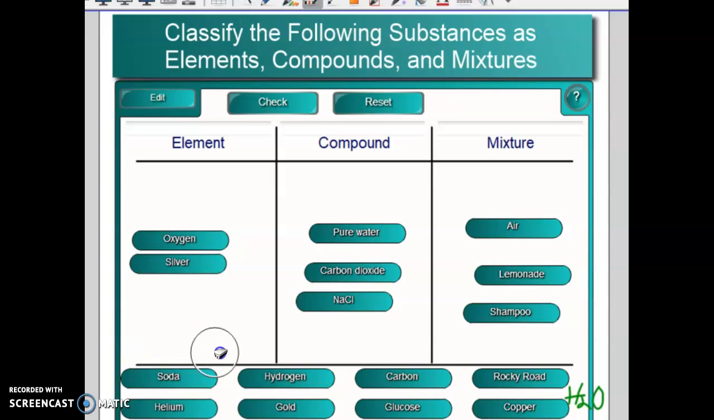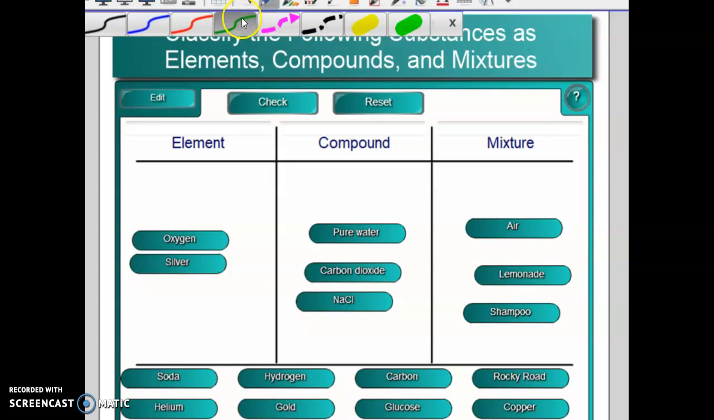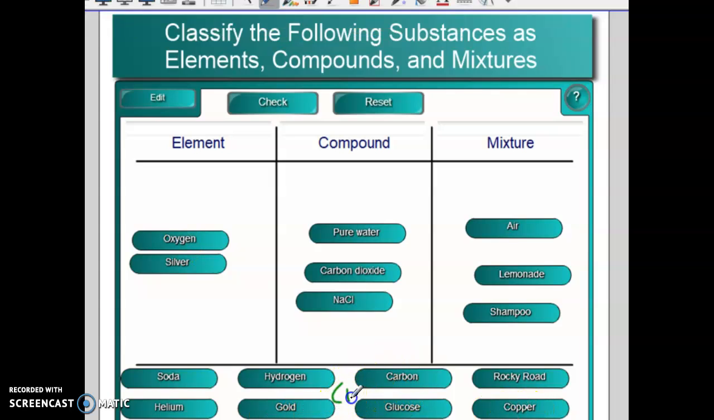So the next set we have, so soda, so just like pop. We have helium. We have hydrogen, carbon, Rocky Road ice cream, which is an ice cream that has marshmallows and chocolate chips in it, copper, gold, glucose is C6H12O6, if you remember that from photosynthesis. Okay, so pause the video, give these next 8 a try.